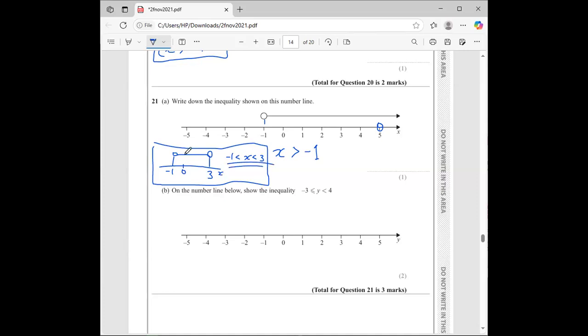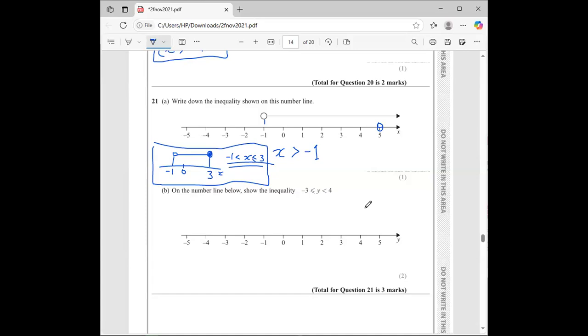Now why is it like this? Because there are 2 circles and 2 of them are not shaded. Let's pretend one of them is shaded. Let's pretend that it's this one that is shaded. Then you have to put an equals to. Did you get that? Yes. Okay.